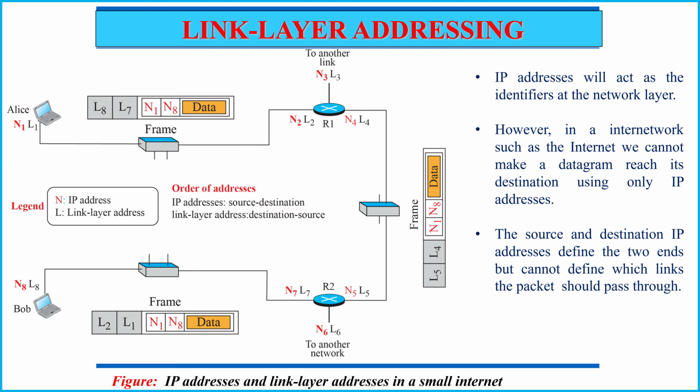But when it passes through a frame, it will additionally have a link address, L7 and L8. Like that, L5 and L4 will be added when it passes through the next frame, and likewise L1 and L2 will be added when it passes through the next frame through the switches.